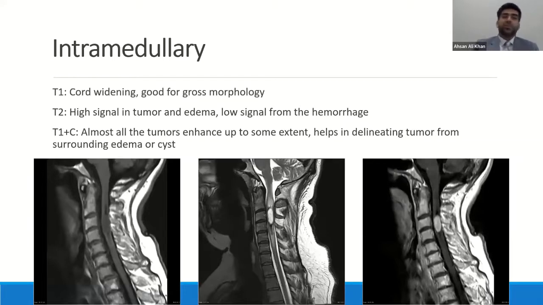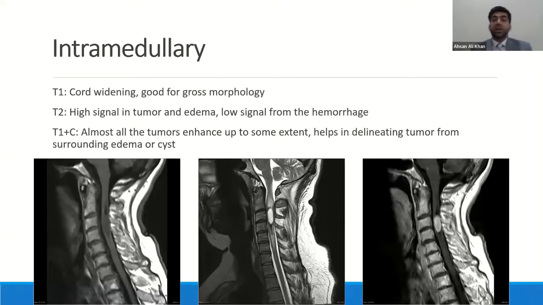Okay, so now we are on the intramedullary compartment. Again, it's very important to recall what we saw in the beginning, how the intramedullary tumors will look. Intramedullary tumors will expand the cord. Here you can see intramedullary tumors expanding the cord, right? On T1, the cord widening can be seen, good for gross morphology. On T2, you can see a high signal in the tumor, an edema, and low signal can be seen due to hemorrhage. And on T1 post-contrast, almost all the tumors enhance to some extent.